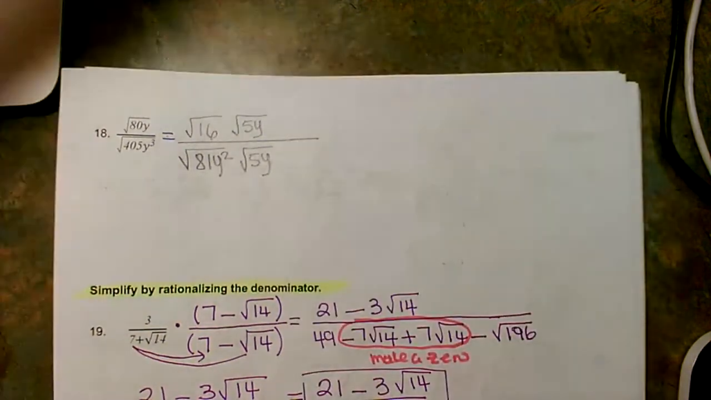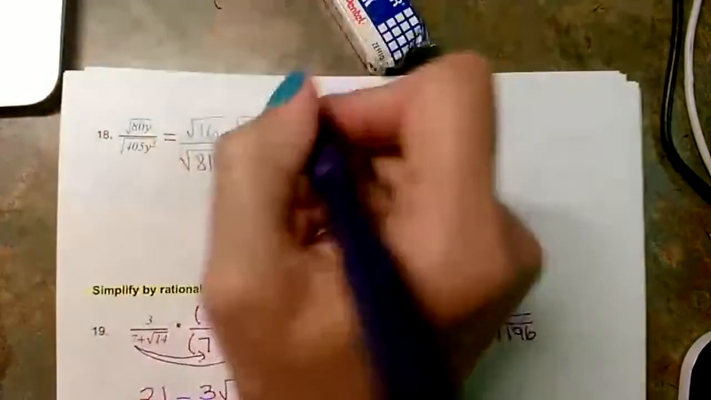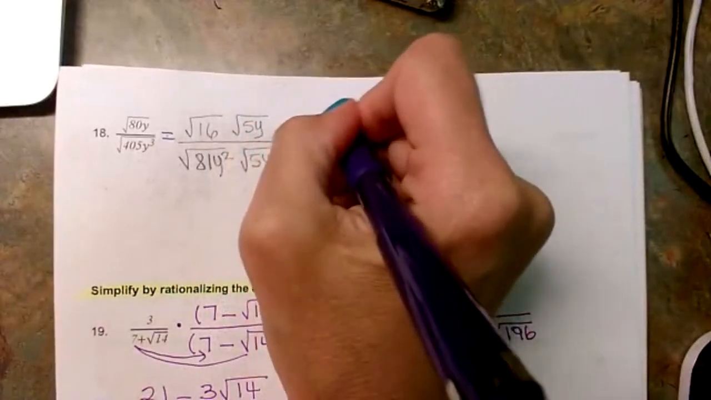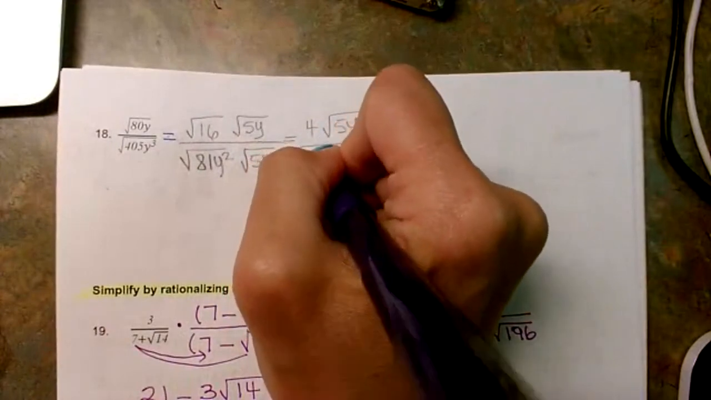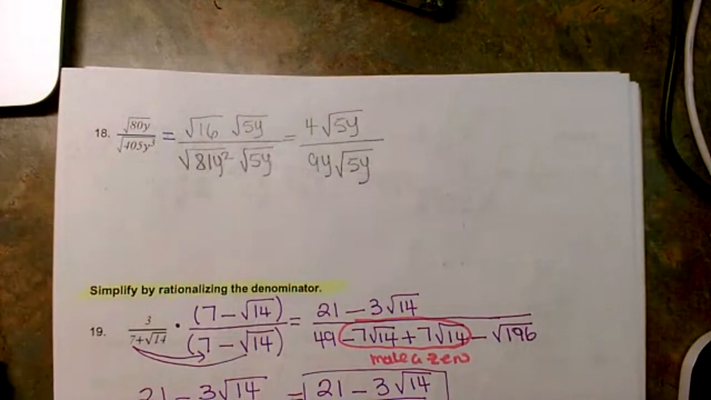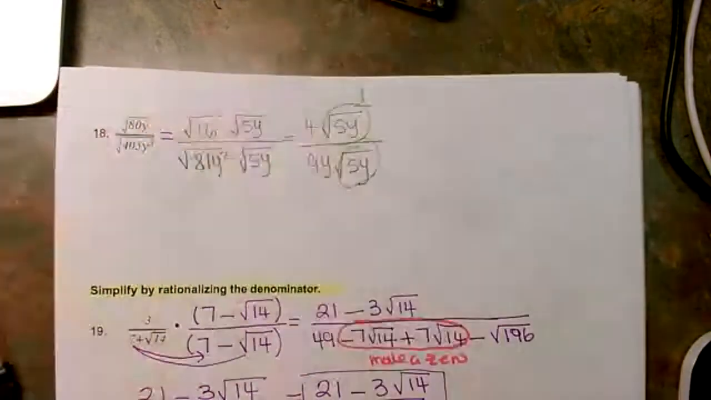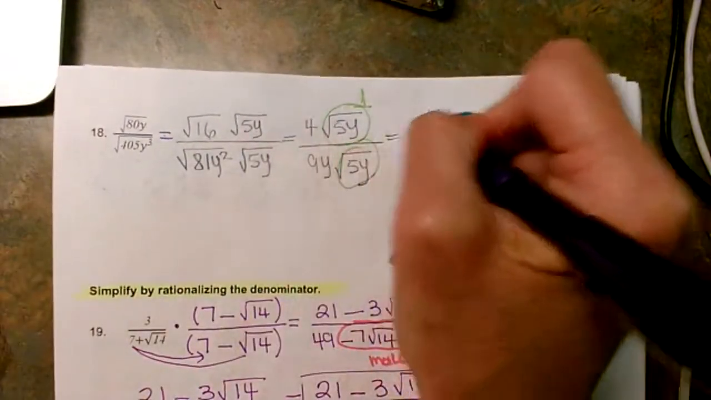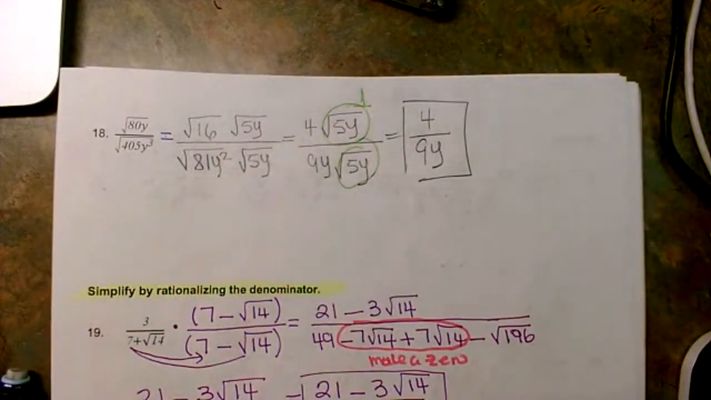Now, square root of 16 is 4. Square root of 81 is 9y. So right here, I have a 1. So I have 4 divided by 9y. That's my answer.